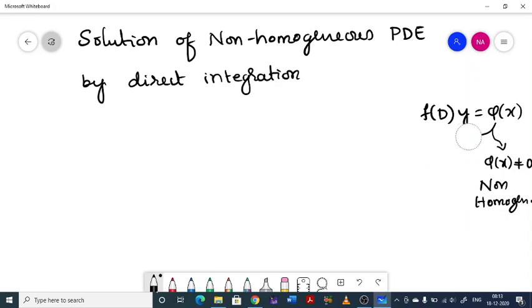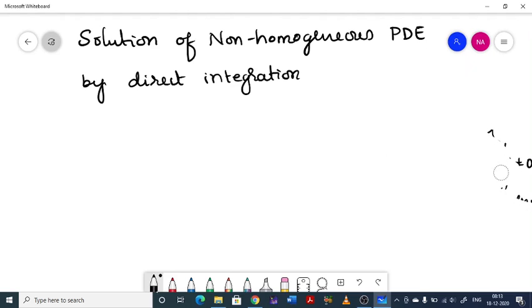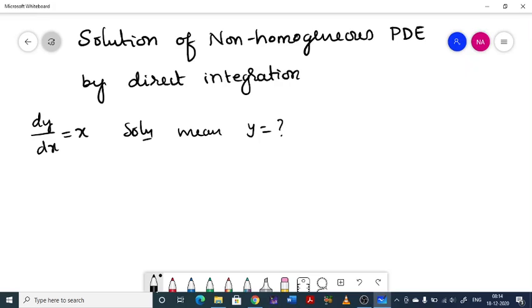let us explain the method with a simple example. Given a differential equation, what do you mean by the solution? That's first we have to discuss. What do you mean by the solution of a differential equation? I have a simple example here. dy by dx equal to x. What do you mean by the solution of this differential equation? The solution of this differential equation means finding y, finding the dependent variable. So that will be the solution of the given differential equation.